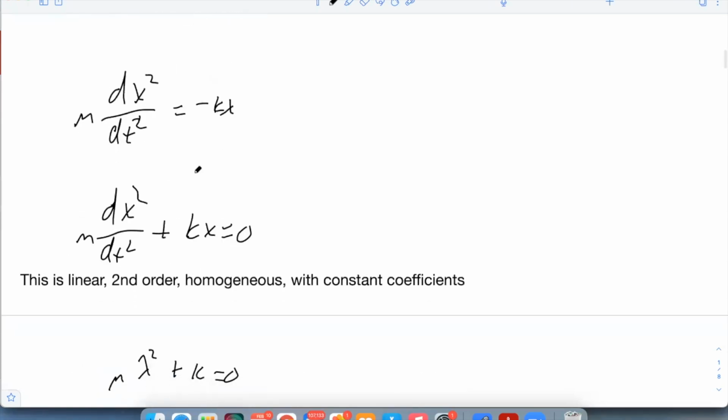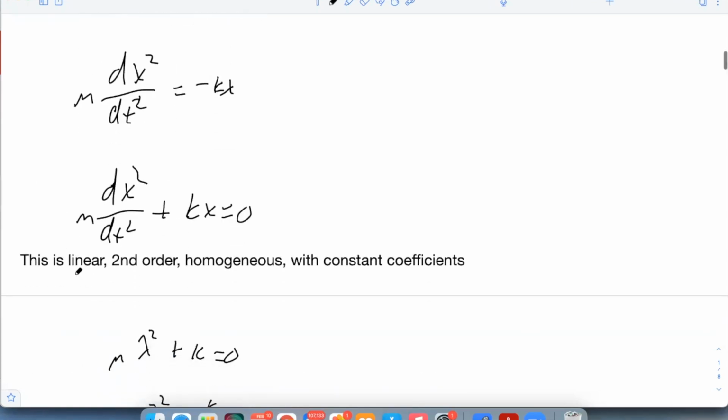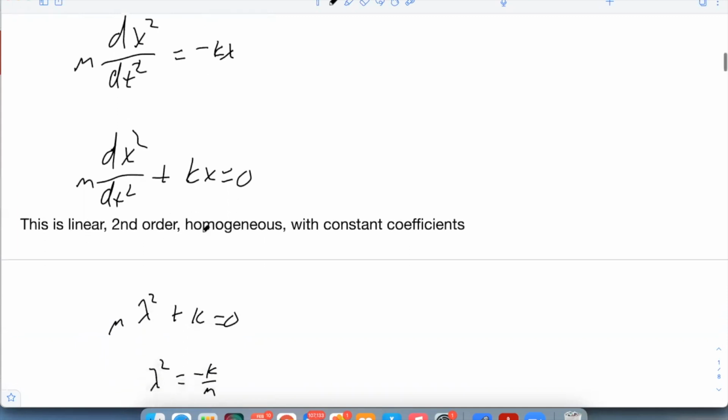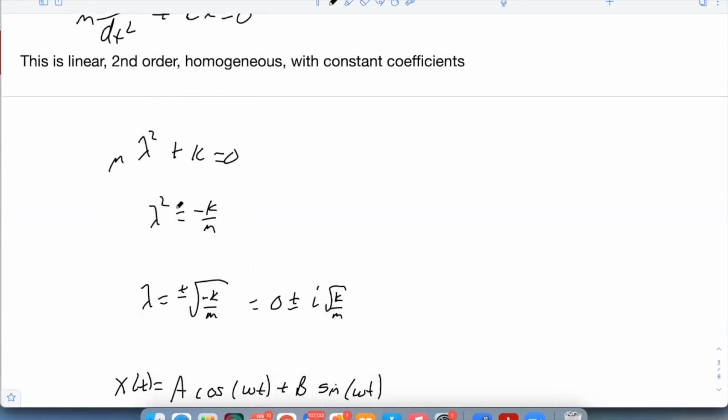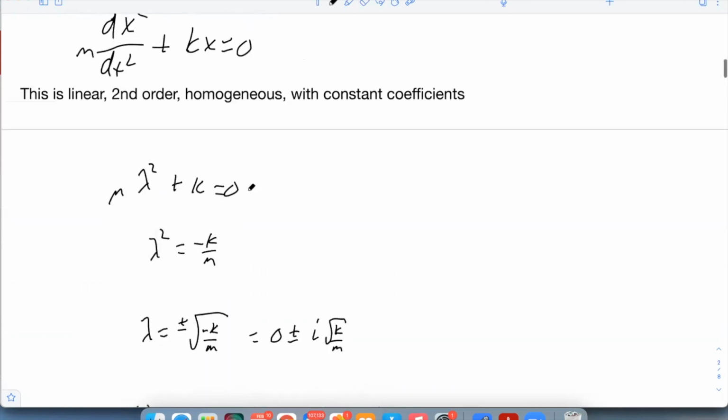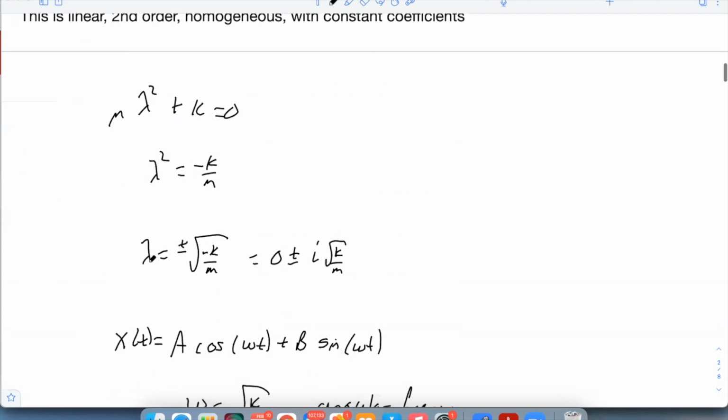We could put everything on one side. We get a linear second order homogeneous DE with constant coefficients. Like, we can solve this in general. We don't even need numbers there. We get this characteristic polynomial. We get lambda squared is some negative number, so we're going to get complex solutions. Lambda is plus or minus the square root of negative k over m.